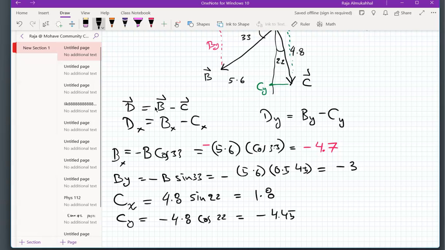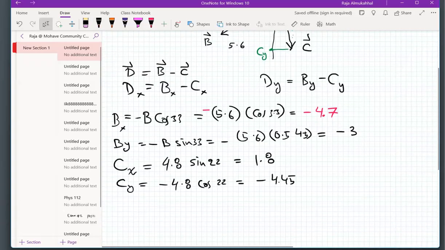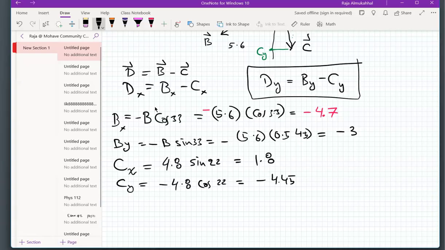Okay, so there we go. So now I have resolved all the two vectors into x and y components. That's really the hard part of the problem. Now all I need to do is plug in those components into d sub y and d sub x to get the vector. You see what I'm saying?